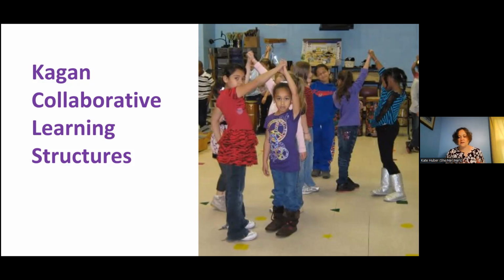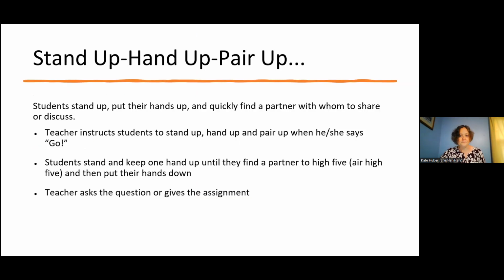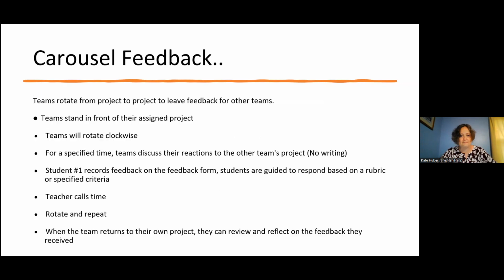They can stand still or they can stroll around and talk. This is a great thing to do outside. Get your kids outside, let them walk around and stroll as they talk about whatever prompt you're giving them, and then come back together. So here are the directions, basically. So carousel feedback is another one.